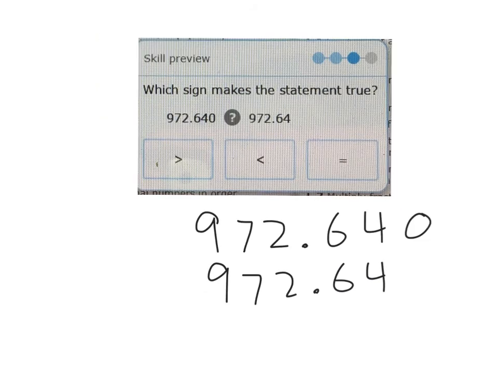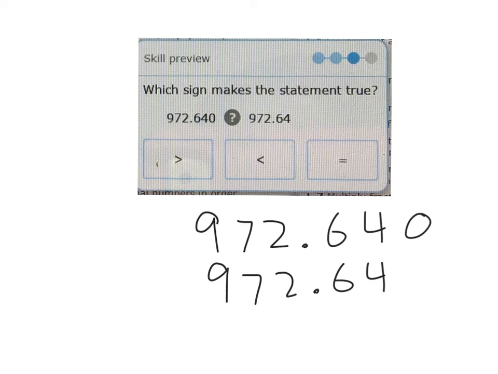So this example reminds me of what we were talking about just a minute ago with those imaginary zeros that we can and cannot add. So this one says, which sign makes the statement true? 972 and 640 thousandths versus 972 and 64 hundredths. So when we look, again, I've lined them up carefully. Yep, hundreds are the same, tens are the same, twos are the same, tenths are the same, hundredths are the same. This one has a 0 in the thousands and this one has nothing.